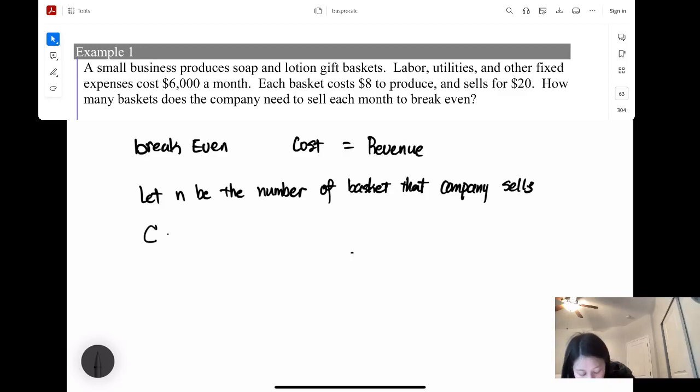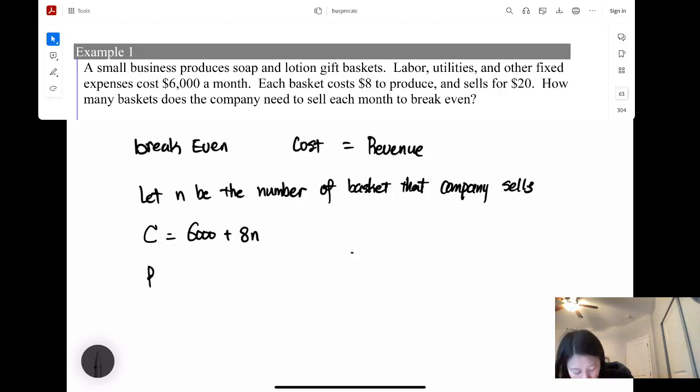So the cost is going to equal the fixed cost. That means even though you don't produce anything, it still costs you $6,000. You still need to pay rent, run the factory, utilities, property tax, such things, and then also the variable costs. That means each basket, such as the material that you use to produce the basket, 8 times n.